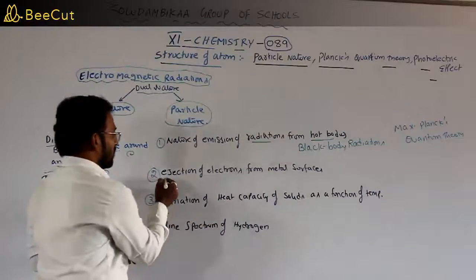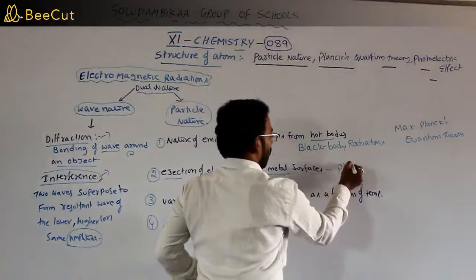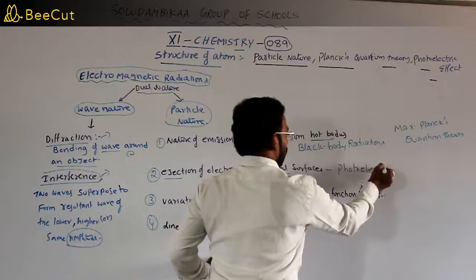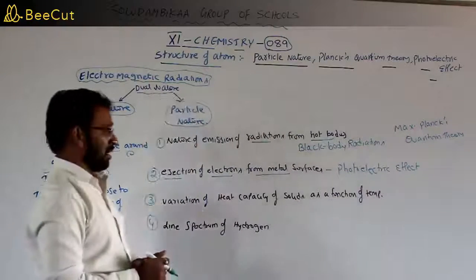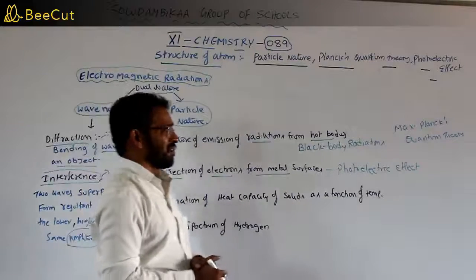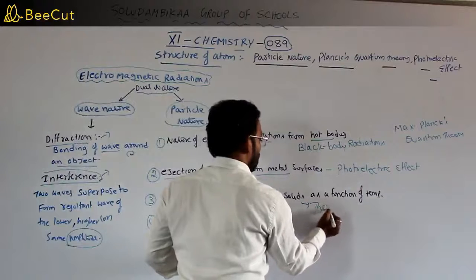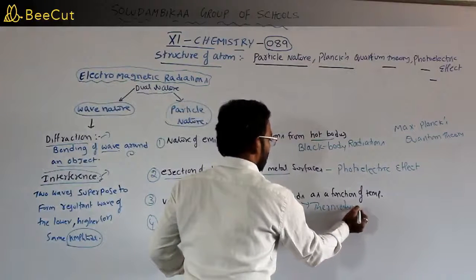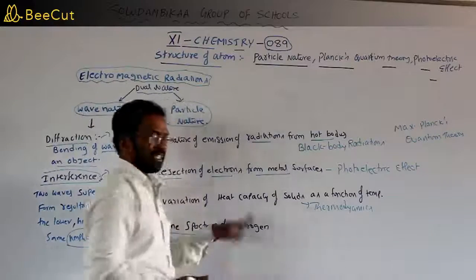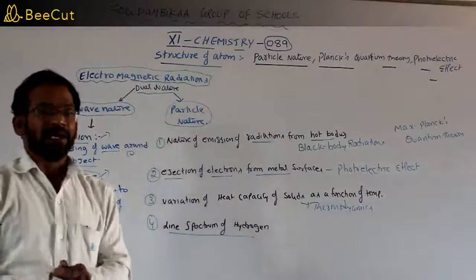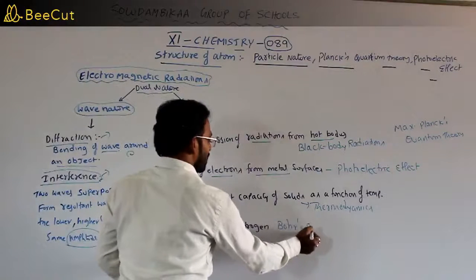And next, ejection of electrons from a metal surface, the other name for which is the photoelectric effect. And then variations of heat capacities of solids as a function of temperature. This will be learned in thermodynamic principles. Next, the line spectrum of hydrogen. It is also explained by particle nature. We can write Bohr's spectrum.